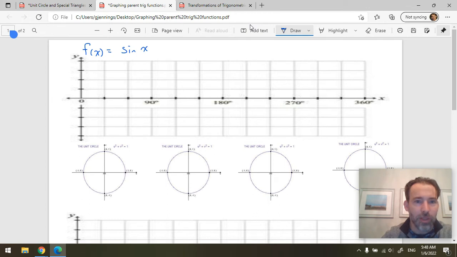Okay, so what this is saying is it's a set of instructions. It says take a number x and then take the sine of that number as though it was an angle. Okay, it's not always going to be an angle, but it's how this works. So now we recall that the sine of 0 is 0, so we can plot that there.